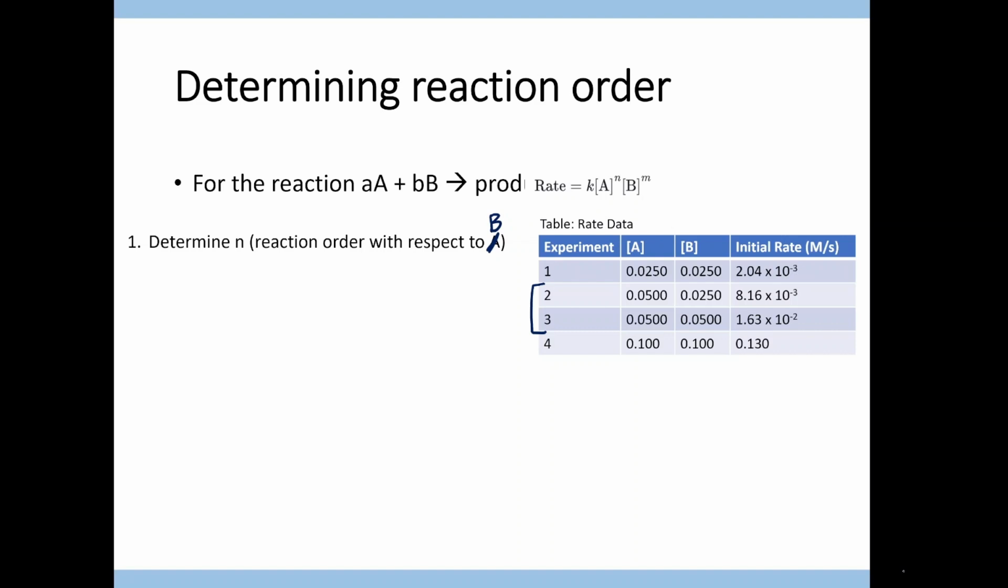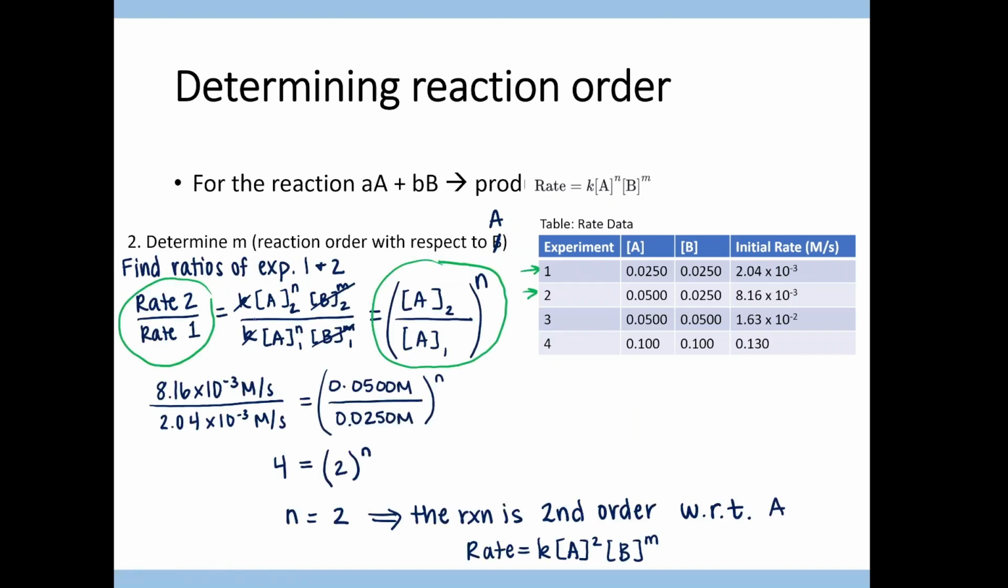So we'll do the same process. We'll take the rate of experiment 3 divided by the rate of experiment 2. This is equal to, I'm going to simplify this here, concentration of B for experiment 3 divided by concentration of B in experiment 2, all of this raised to the power of m. We can go through the same process as this slide where we wrote out the full rate law.